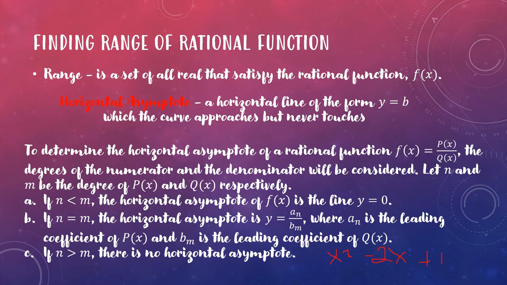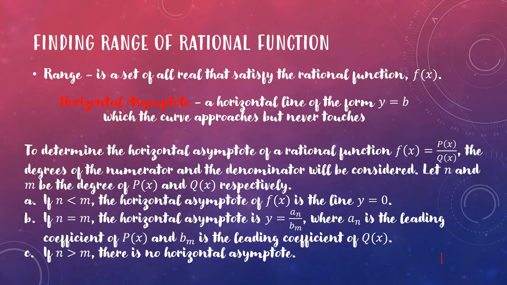So, balik ta sa ato ang letter B condition. We have, if n is equal to m, again, the degree of our numerator is equal to the degree of our denominator, the horizontal asymptote is y equals a sub n over b sub m, where a sub n is the leading coefficient of p of x and b sub m is the leading coefficient of q of x. So meaning, i-divide lang nimo ang leading coefficient sa imuhang numerator and denominator. Leading coefficient lang, katong numbers, numerical coefficients.